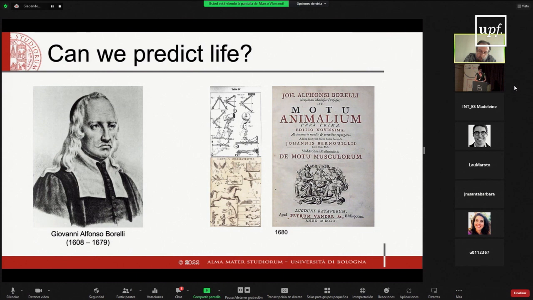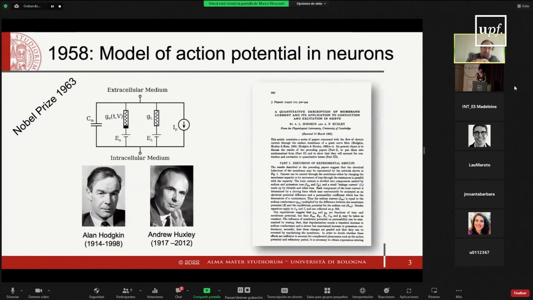But eventually, we saw a divergence between physics on one side, which focused on inanimate objects, and biology, which focused on living organisms. Things started to change after the Second World War. I think a turning point was the publication in 1958 of the paper from Alan Hodgkin and Andrew Huxley on the action potential in neurons, which earned them the Nobel Prize in 1963. This was one of the first examples where a systematic, mathematical, deductive approach, typical of physical science, was used in medicine, in physiology in this case, and produced extraordinarily valuable results.